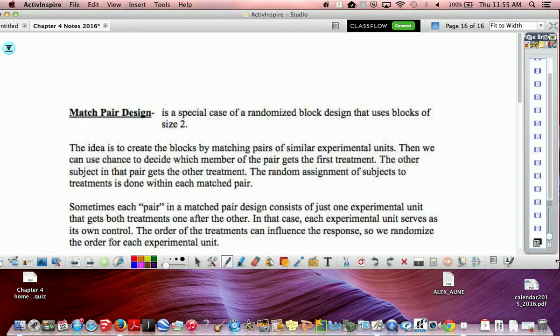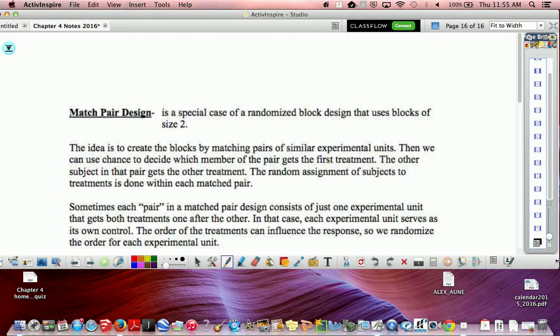is basically a special case of a block design where instead of having 100 subjects and 100 subjects, you're matching up subjects that have the exact or very close similar characteristics, or you have one subject do both of the treatments.